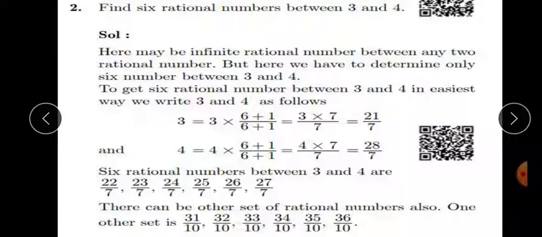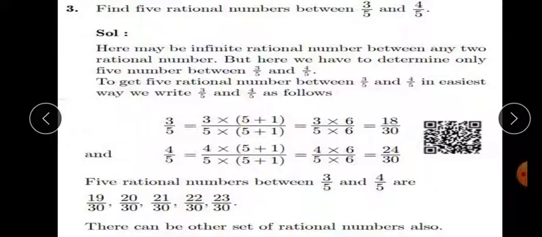Okay, we'll move to the next question. Find 5 rational numbers between 3 by 5 and 4 by 5. So it is just like the previous question only. You just see here, find 5. So what we'll do? 5 plus 1. What is 5 plus 1? 6. So that 6 will multiply with numerator as well as denominator.